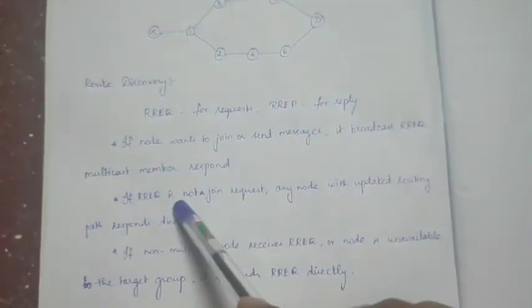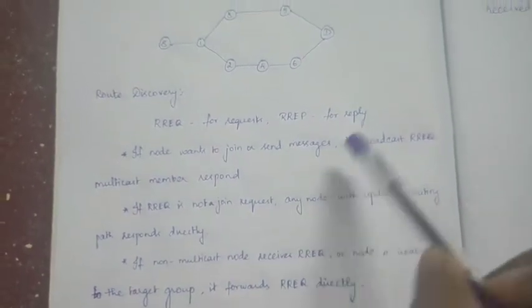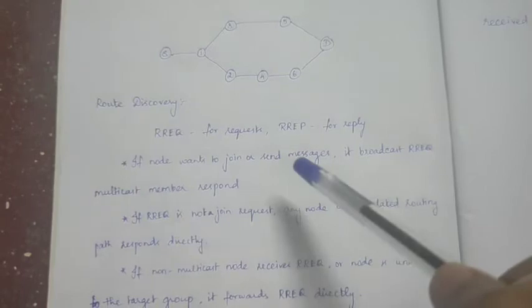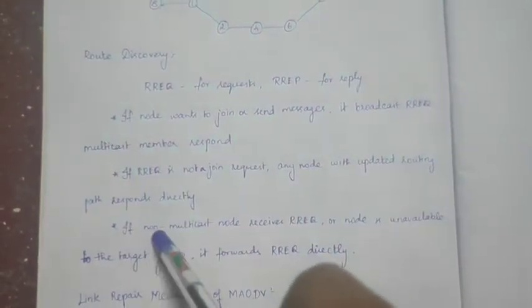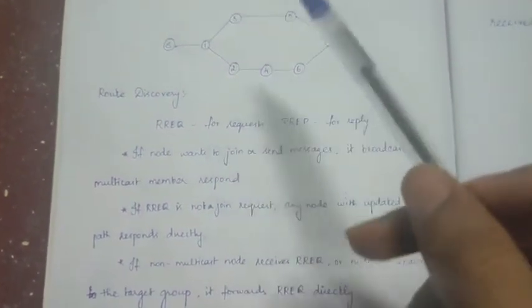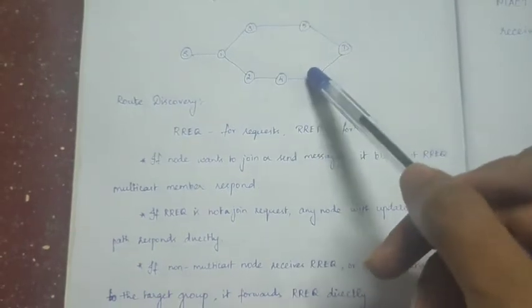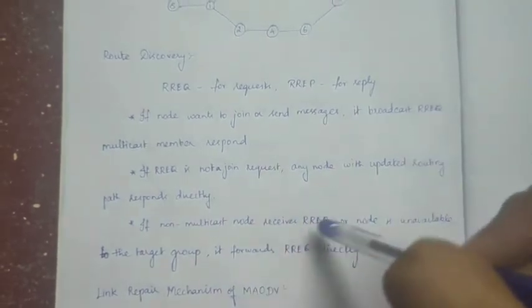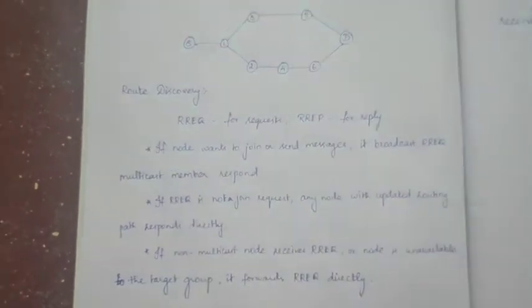If the RREQ request is not a join request, any node with an updated routing path in that multicast group can respond directly. And if a non-multicast node receives this RREQ request, so the node isn't available in this multicast group, or the node which is required is not available in the target group, it simply forwards the RREQ directly to that multicast group or members available in there.